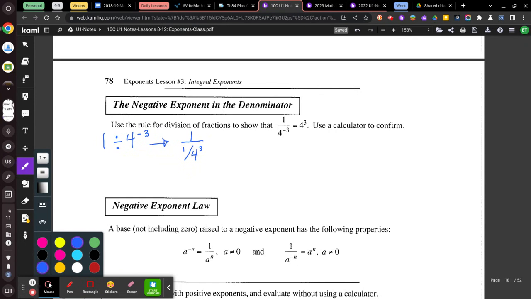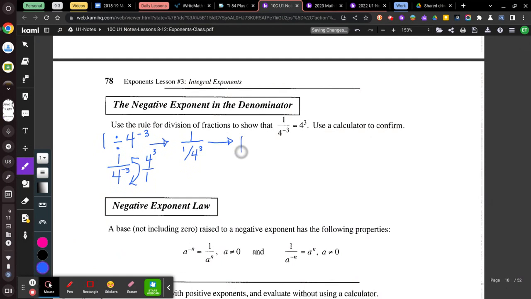Okay, so he's become positive now. So this whole thing has become positive. So this is 1 over 4 to the negative 3. I flip him. He becomes 4 to the positive 3 over 1. Okay, that's when you flip it like that. So if I get 1 times 4 to the 3, this is what this is going to look like now. I've got 1 dividing by 1 over 4 to the 3.